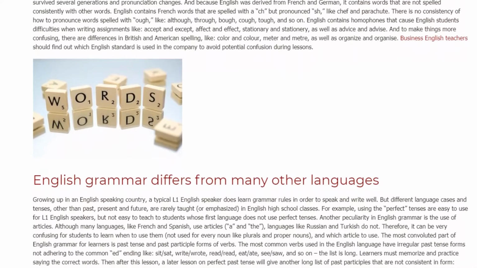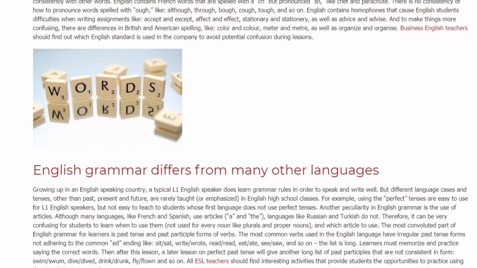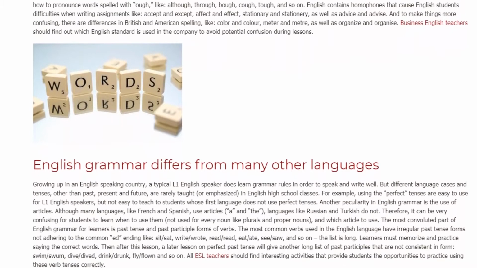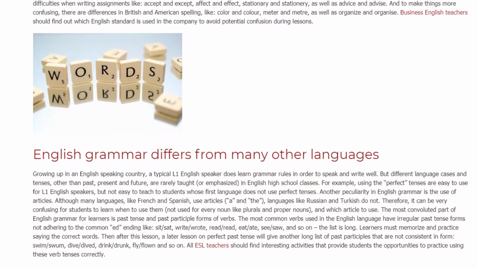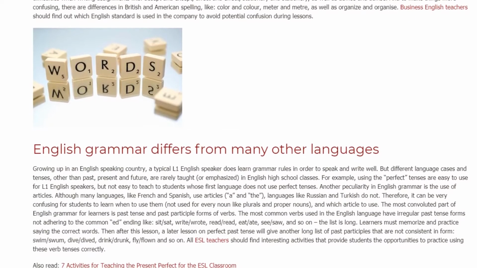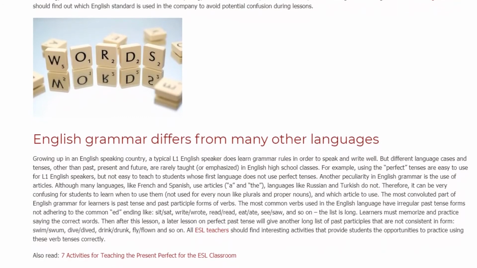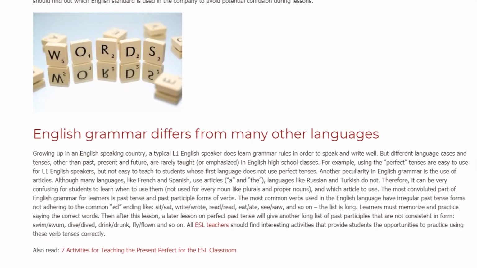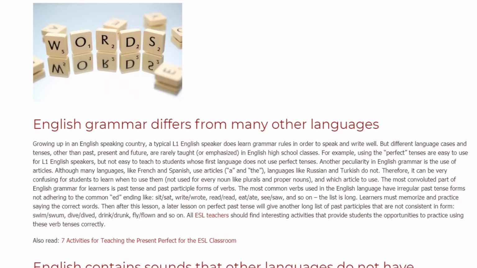Another peculiarity in English grammar is the use of articles. Although many languages, like French and Spanish, use articles, languages like Russian and Turkish do not. Therefore, it can be very confusing for students to learn when to use them, as they are not used for every noun, like plurals and proper nouns, and which article to use.